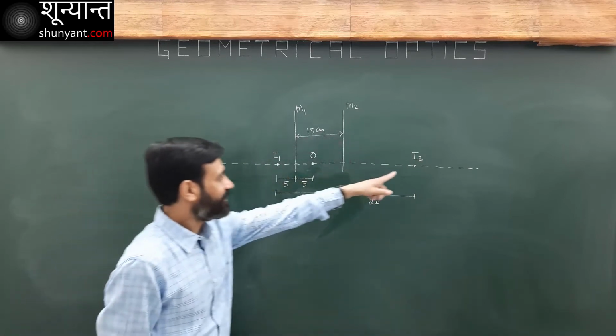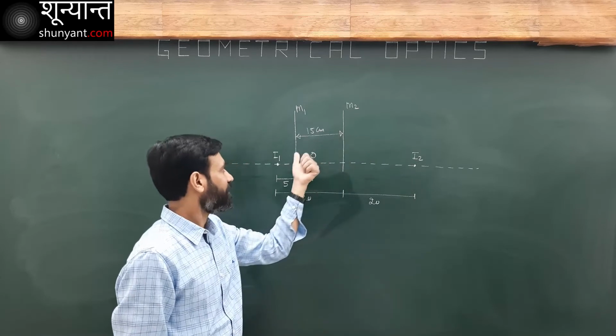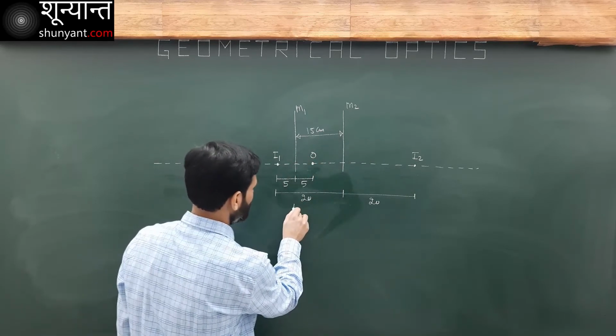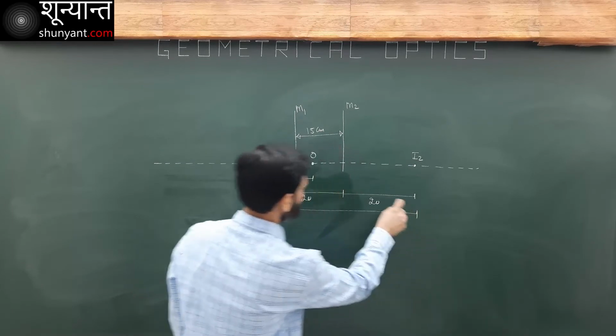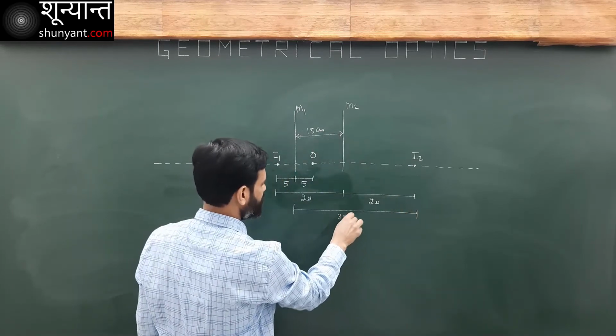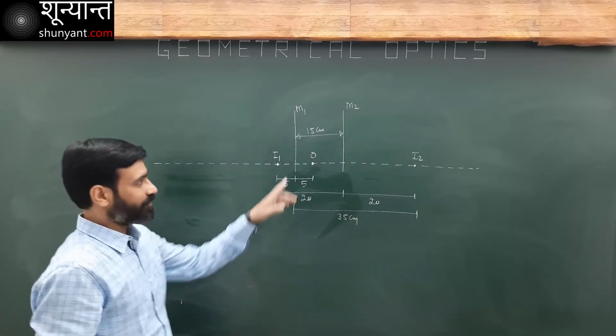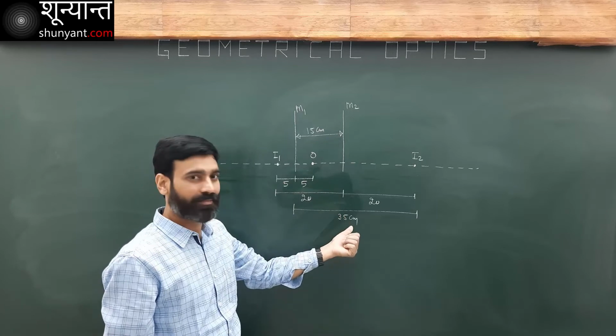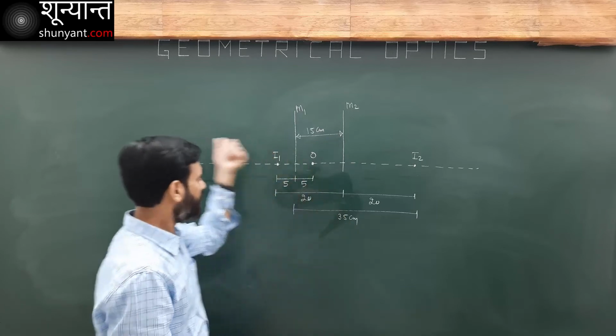Now, this becomes an object for this mirror. What will be the object distance from here to here? This is 20 and this is 15. This becomes 35 centimeter. So this becomes an object for this. Object distance is 35. Image will be the same distance behind the mirror.